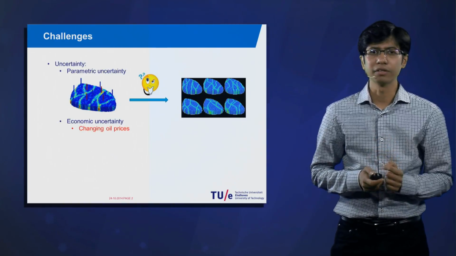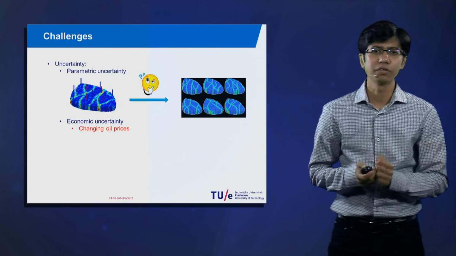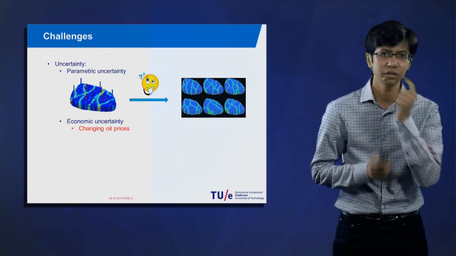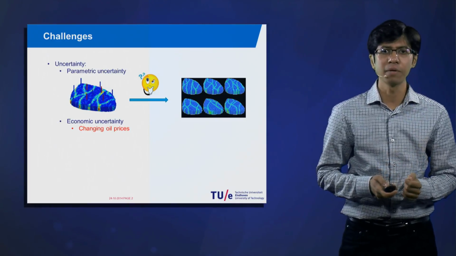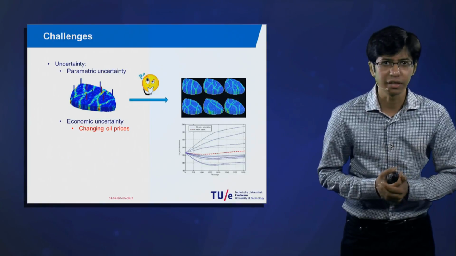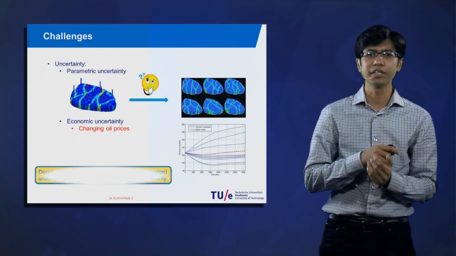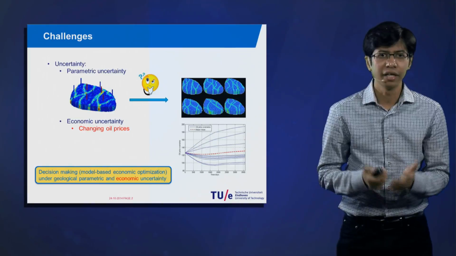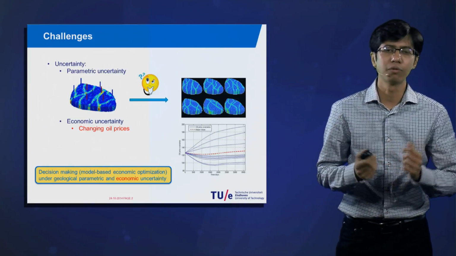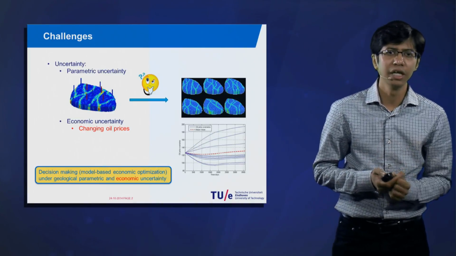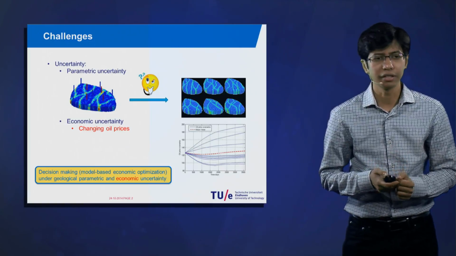Changing oil prices is the key source of this economic uncertainty. These oil prices change with time, and they cannot be precisely predicted. So if I want to summarize my work in 2 lines, I would say that I am working on decision making, which is the model-based economic optimization, under this geological and economic uncertainty.